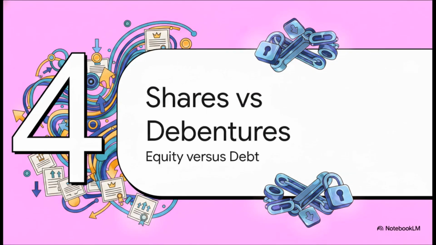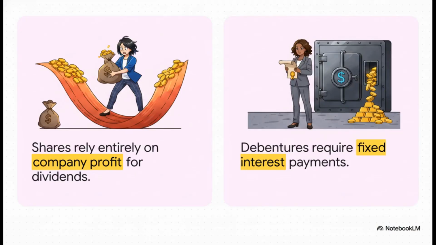Section 4. Shares versus debentures, the classic battle of equity versus debt. So far, we've talked extensively about equity, meaning shares that represent actual ownership, but there is another financial instrument out there that students constantly confuse with preference shares on these exams. Take a look at this distinction.